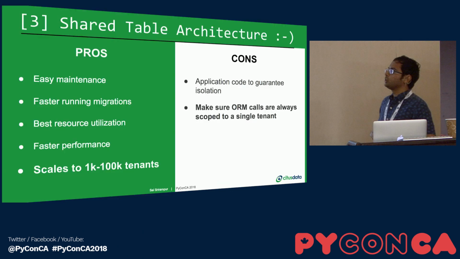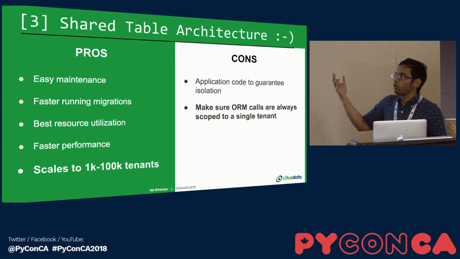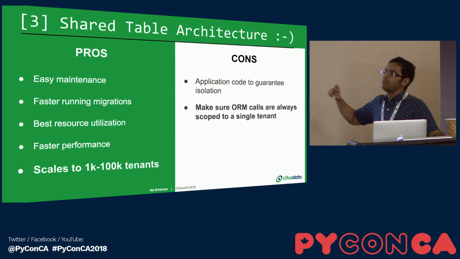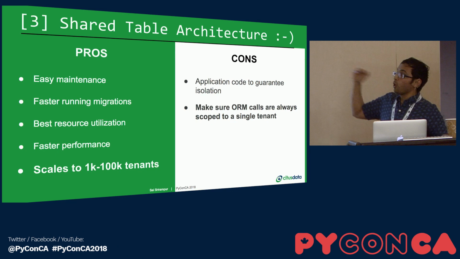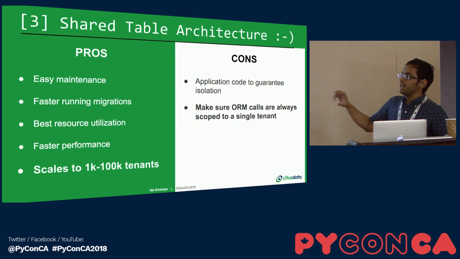So what are the pros and cons of this architecture? The first is it is easy to maintain. The consistency story is very straightforward here, because if you want to add a column or create an index, you go ahead and create it on that single set of tables, and the database itself guarantees that the operation is consistent. Second is faster running migrations, because you have a single set of tables, so your migrations are only focused on those models. Third is it also has the best resource utilization story, because you have a single set of tables across all the resources available which the database provides. So all of these translate to faster performance.